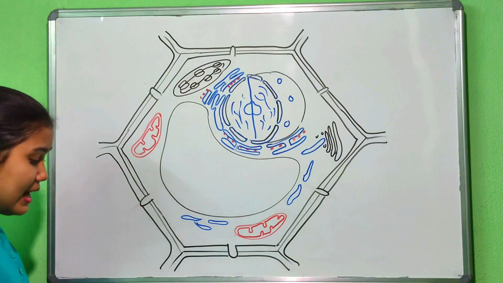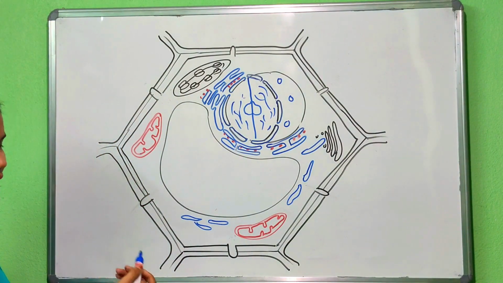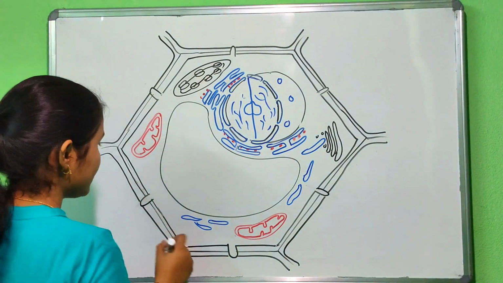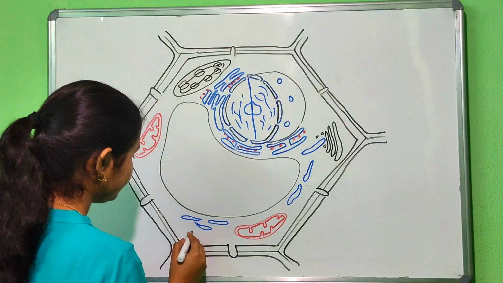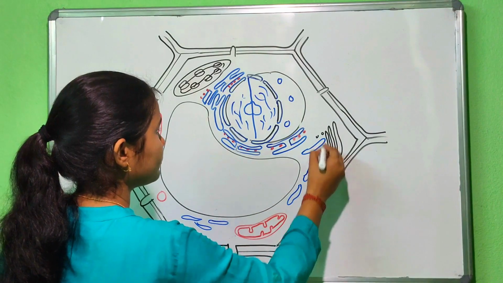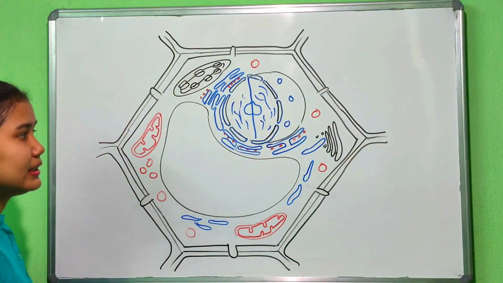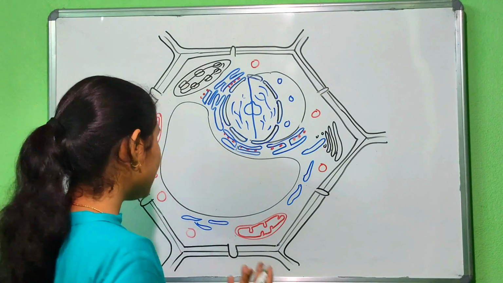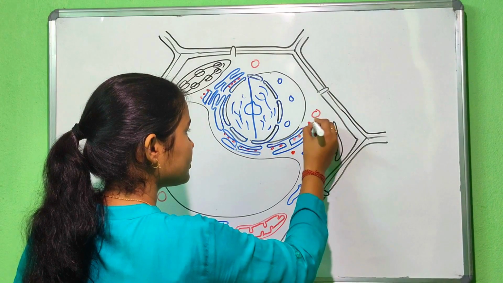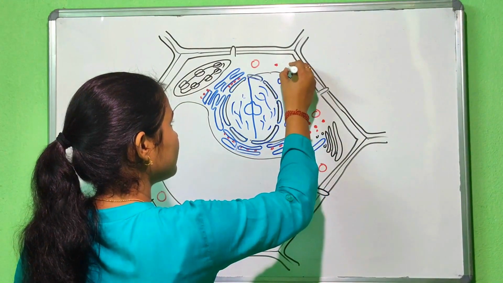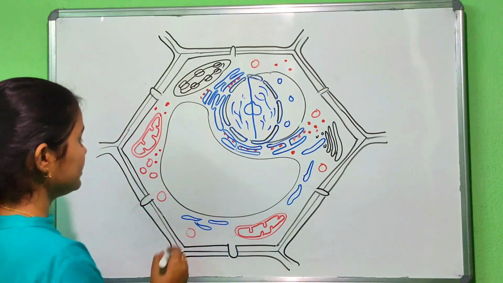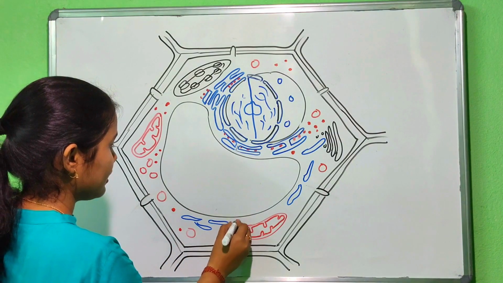Then comes the lysosome. Lysosomes are small rounded structures present in a scattered manner inside the cell. So these are the lysosomes. Then there are some free ribosomes also present inside the cell. Let's draw these free ribosomes. Okay, these are the free ribosomes found inside the cell.